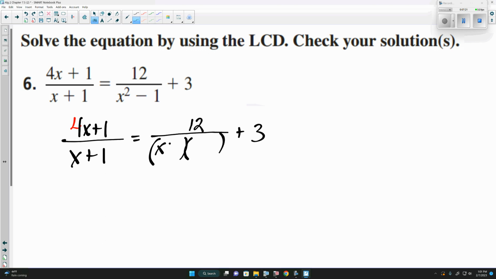x plus 1 and x minus 1 is our difference of perfect squares, one of the nice ones to factor. So we have this here. So it's going to help us to see what we need to multiply everything by.